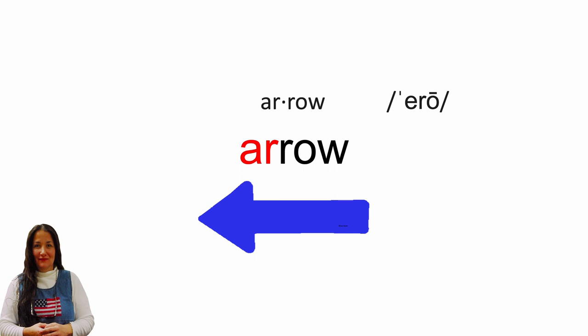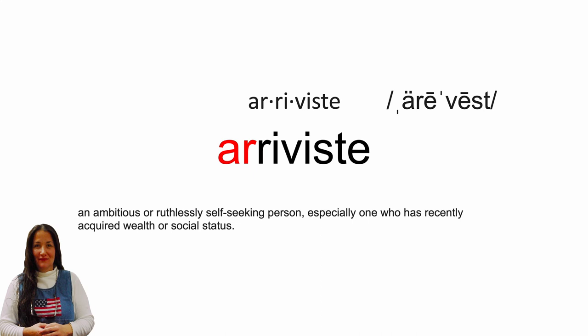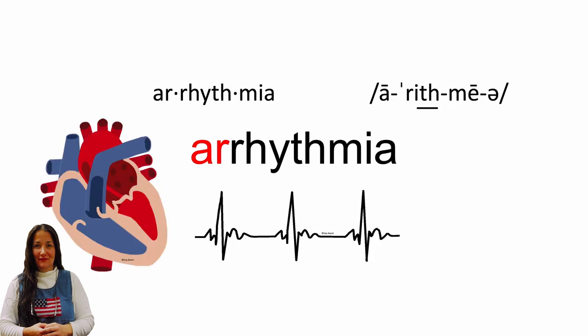Arrow. An ambitious and ruthlessly self-seeking person, especially one who has recently acquired wealth or social status. Arrhythmia. Arrhythmia is an abnormal heartbeat, even though I have shown a normal heartbeat here, but it's an abnormal heartbeat. That's what arrhythmia means.